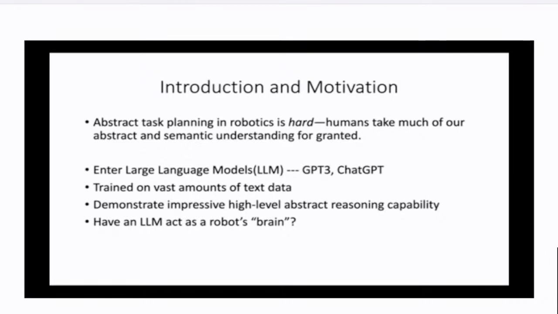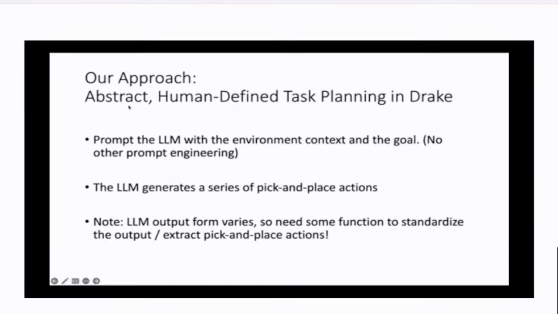And so the idea is to use a large language model such as GPT-3, which is trained on vast amounts of text data that encode human reasoning into the text data. And these large language models demonstrate impressive high-level abstract reasoning capability because of their training set, to act as a robot's brain. Our approach is to use an abstract human-defined task planner in Drake. We prompt the large language model with environment context and the goal, and we don't do any other prompt engineering, which is kind of surprising.